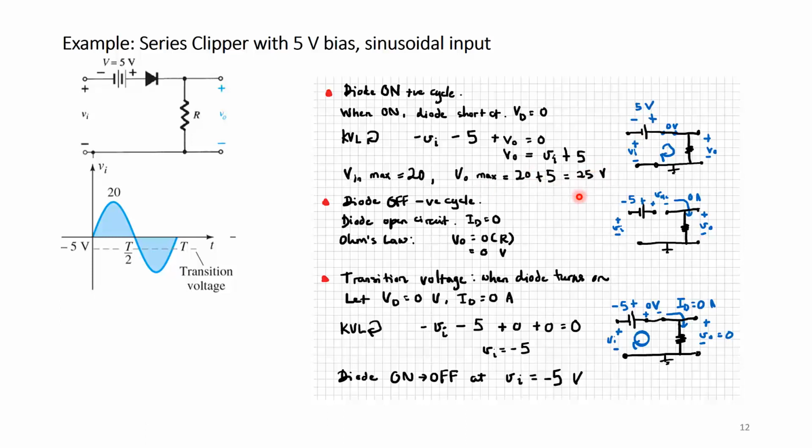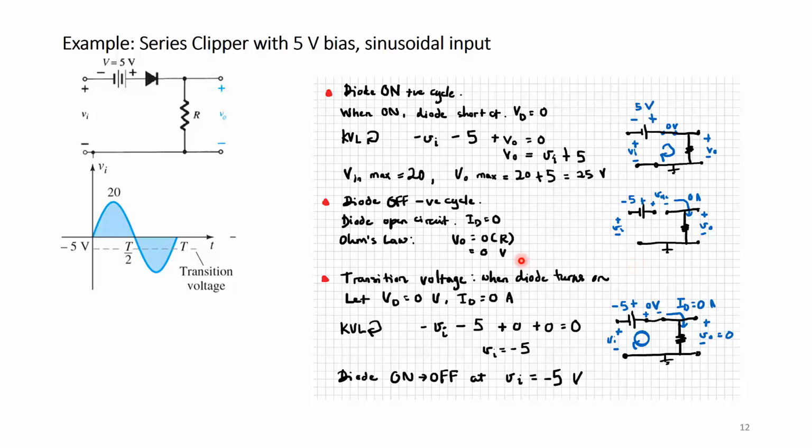Okay. Now when it is negative cycle, diode is an open circuit, so ID is equals to 0 when I do an Ohm's law at this resistor, because ID is equals to 0, and that's the current that flows in this circuit here. So V out is equals to 0 times R, from V is equals to IR, so V out is equals to 0 volts.